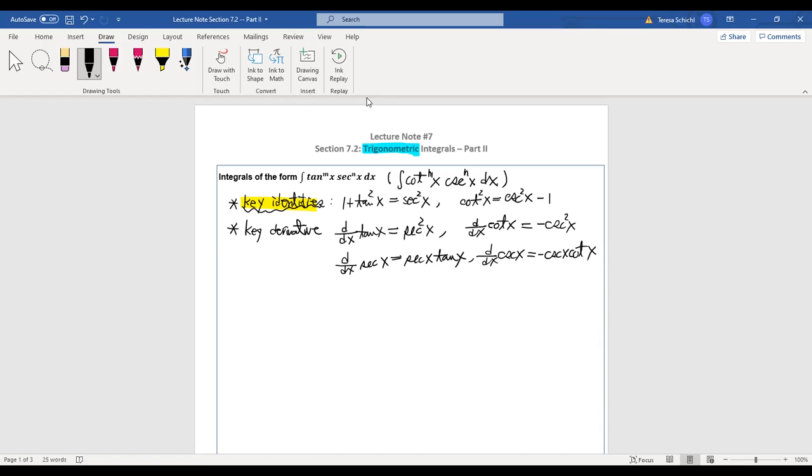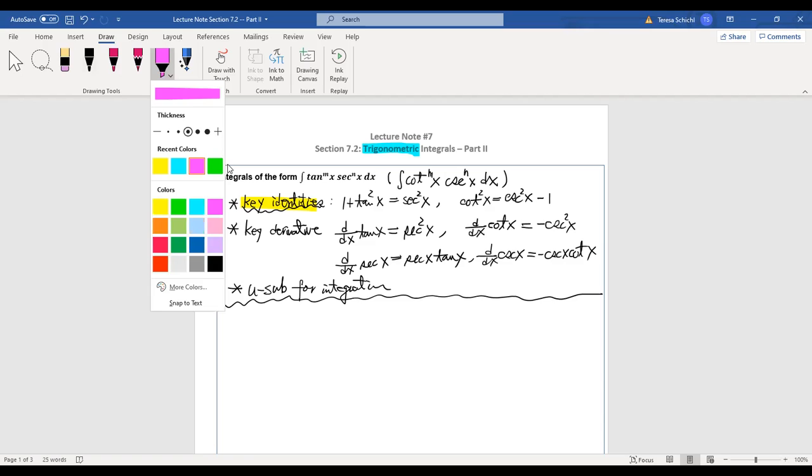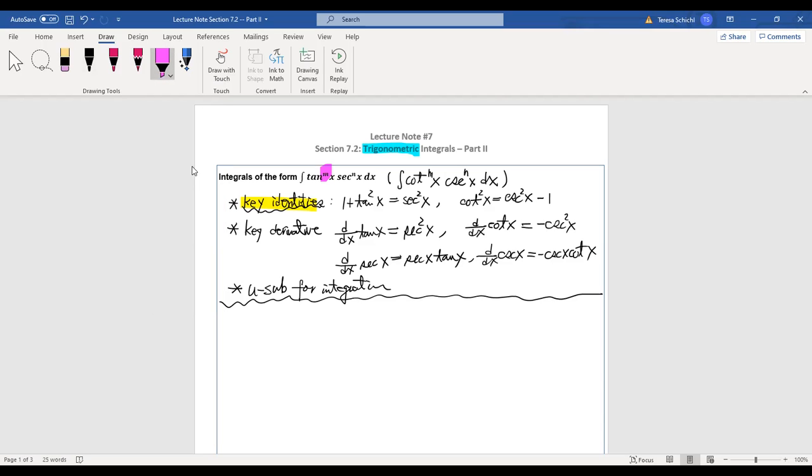So this is basically what we need, and then, just like we did in part 1, maybe we need to do a U substitution for the integration. Those are the basic skills. Let's take a look. It is a little bit tricky here. I have the m power and the n power here.